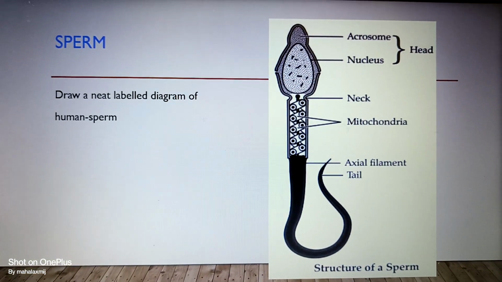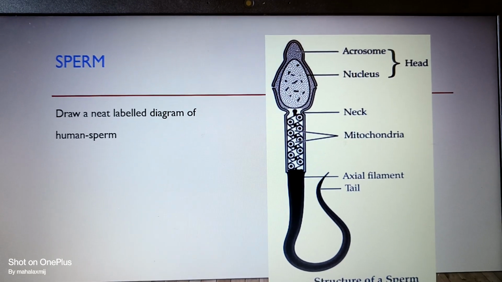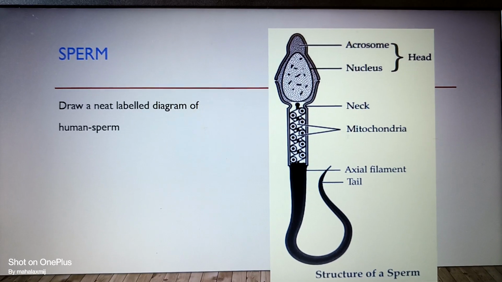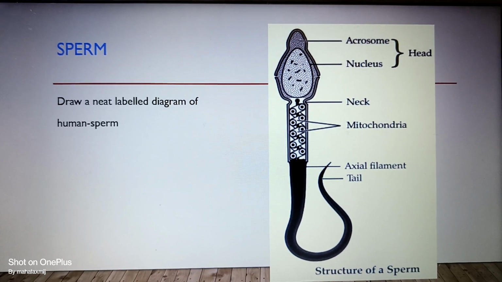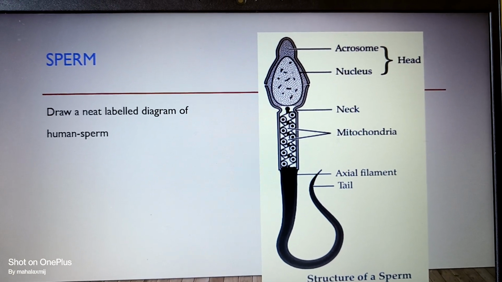Next comes is sperm. So sperm diagram will be asked directly. Draw neat and labeled sperm diagram. So you must remember one thing: whenever you are drawing any biology diagrams or any science diagrams, you must draw it with a pencil and try to label all the things only on one side.